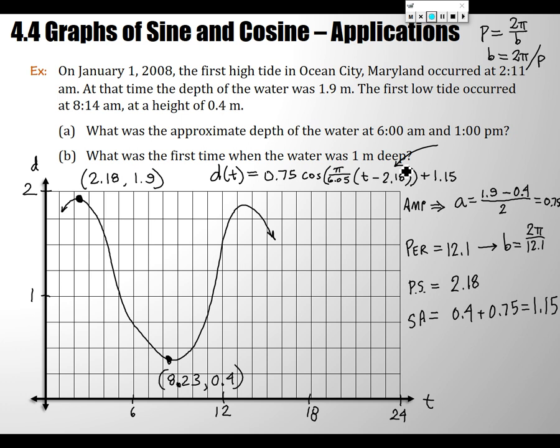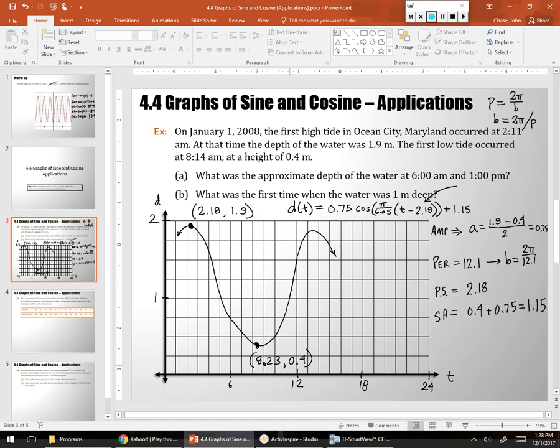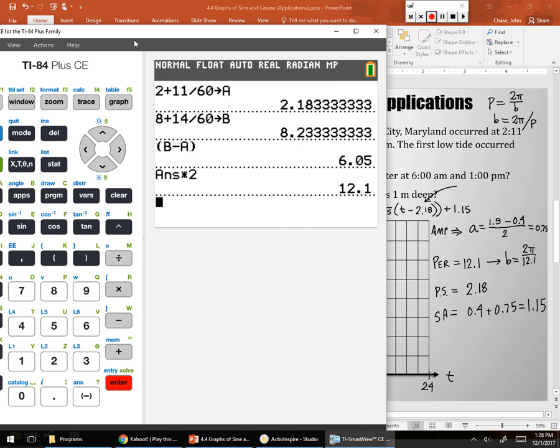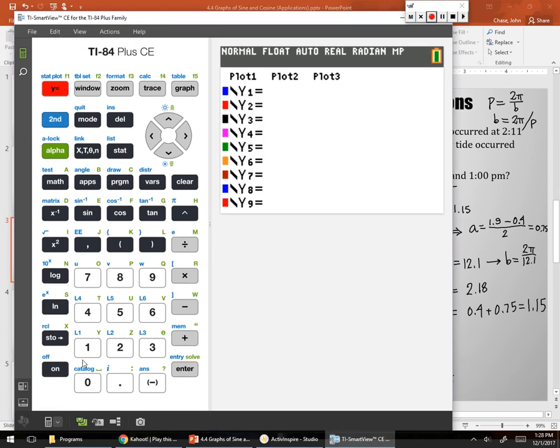Okay, so I just want to make sure that when we go to the calculator, I'm going to put this in y1. You guys do the same. Just make sure that you're aware of that and you put in the perfect number. I think that would be the right thing to do. So here we go. 0.75 cosine pi divided by 6.05 times x as a stand-in here minus, how would I use alpha a, because I already have that value stored in there, 2.18 plus 1.15. How you feel about this, friends?